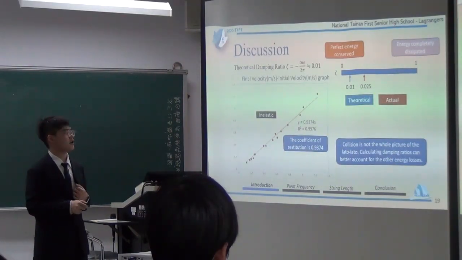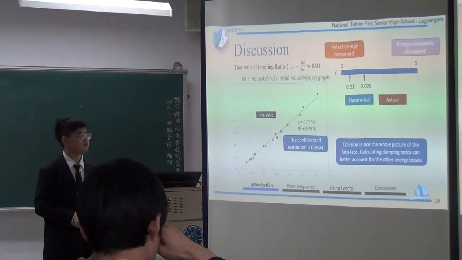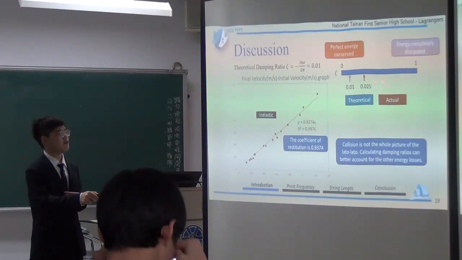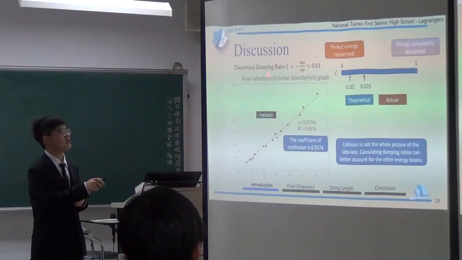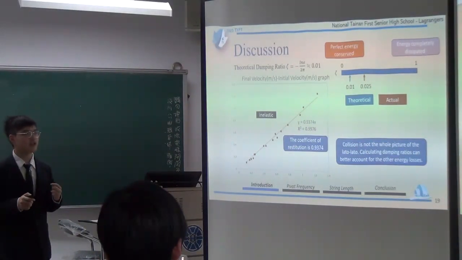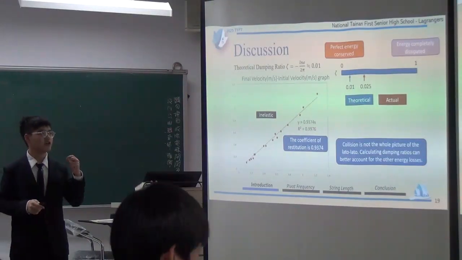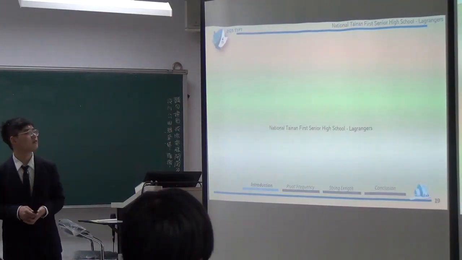So for the discussion right here, we can calculate the theoretical damping ratio through the coefficient of restitution. However, we can see that the actual damping ratio is much bigger than the theoretical damping ratio calculated by coefficient of restitution. This shows that the collision is not the whole picture of the lato-lato. So we use the calculation of the damping ratio so that it can better account for other energy losses.